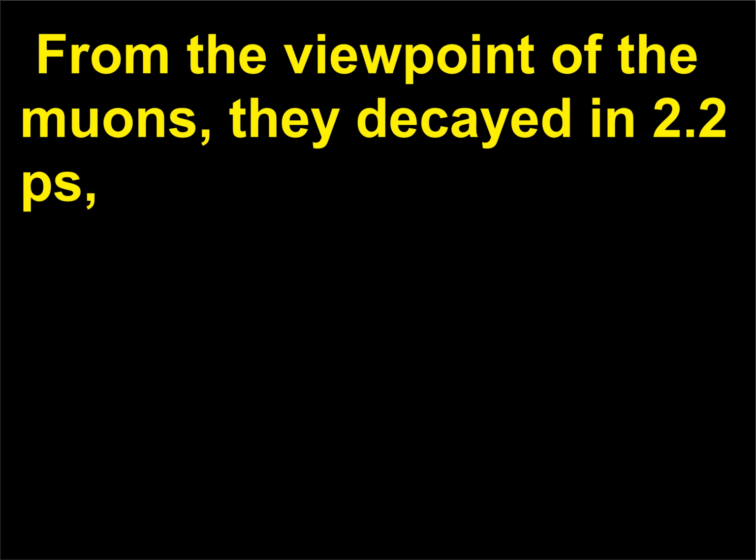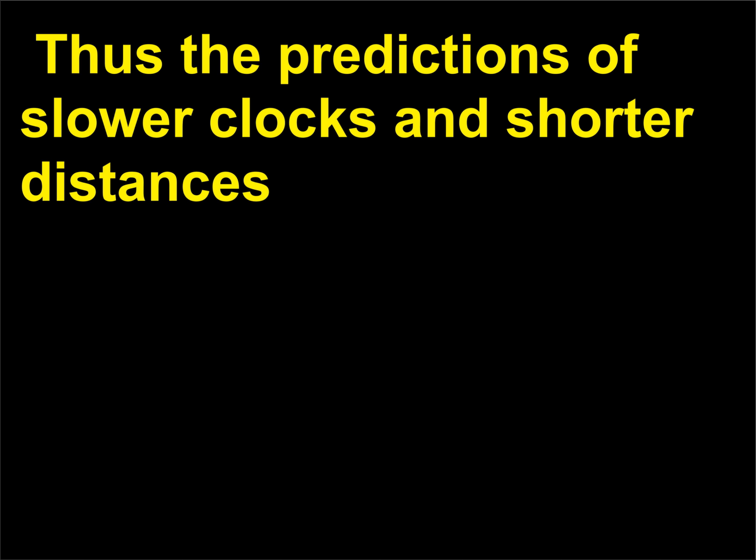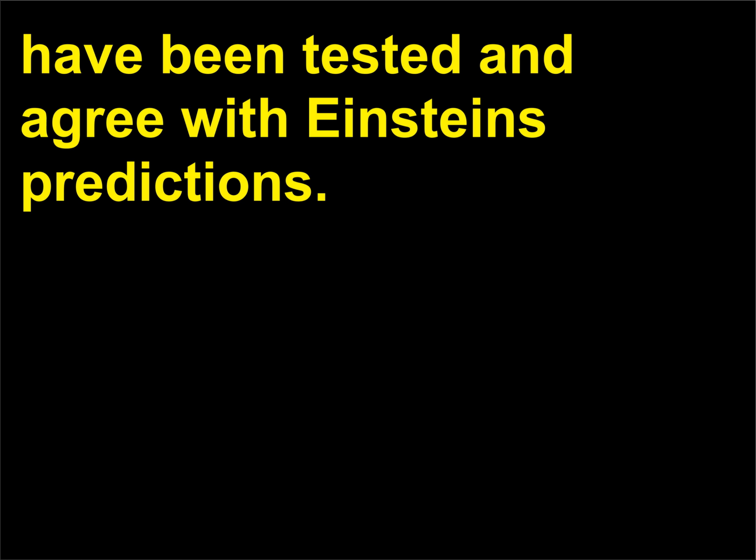From the viewpoint of the muons, they decayed in 2.2 μs. But the height of the mountain was 10 times shorter than that measured by observers on Earth. Thus the predictions of slower clocks and shorter distances have been tested and agree with Einstein's predictions.